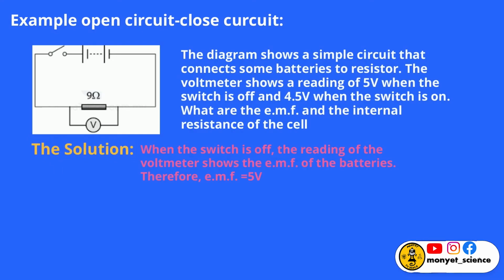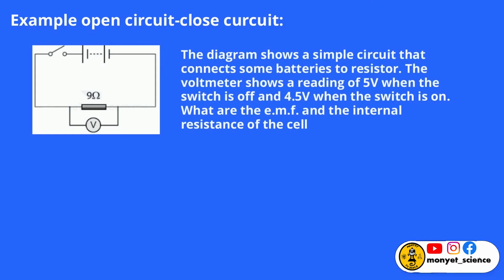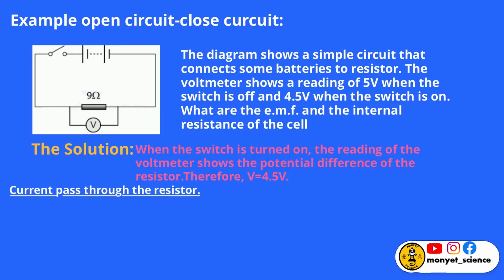When the switch is off, the reading of the voltmeter shows the EMF of the batteries. Therefore, the EMF is 5 volts. When the switch is turned on, the reading of the voltmeter shows the potential difference of the resistor. Therefore, V is equal to 4.5 volts. To find the current that passes through the resistor, we use the equation I is equal to V over R, which should give us 0.5 amps. Using the equation E is equal to V plus Ir, we can solve for r, which gives us 1 ohm.